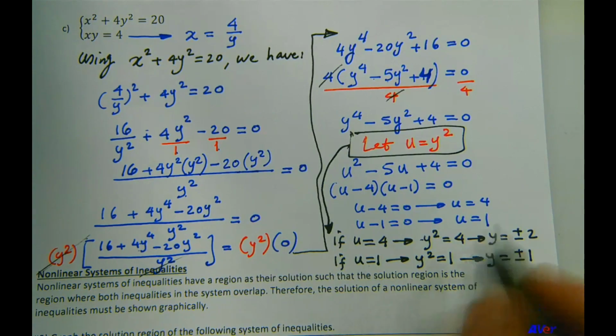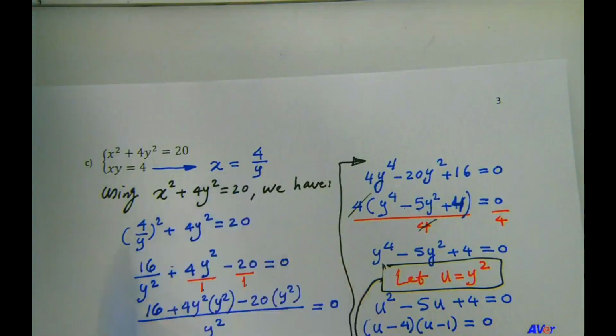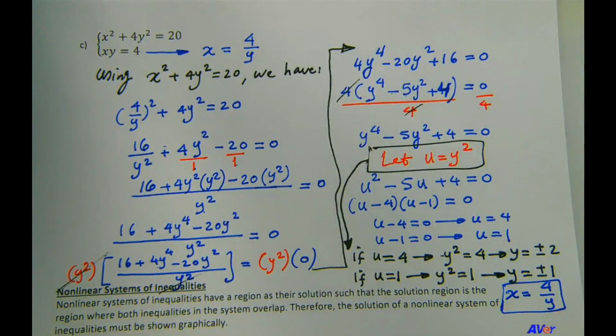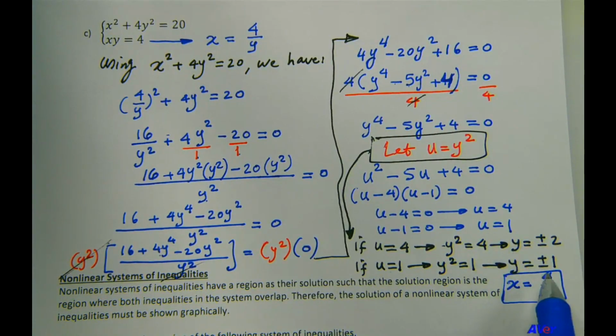Let's find that. So x is equal to 4 over y. Remember what we started with? x equals 4 over y. So we'll use this relationship to find the values of x. Let me just summarize it here. Plug in positive 2. What do you get? 4 divided by positive 2, 2. So when y is equal to positive 2, then x equals 2.